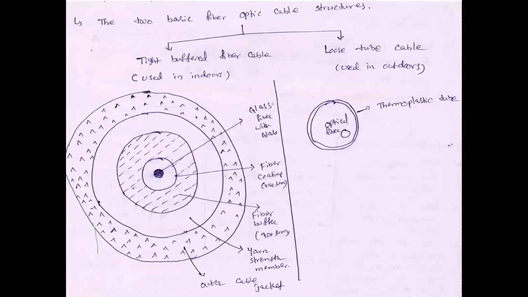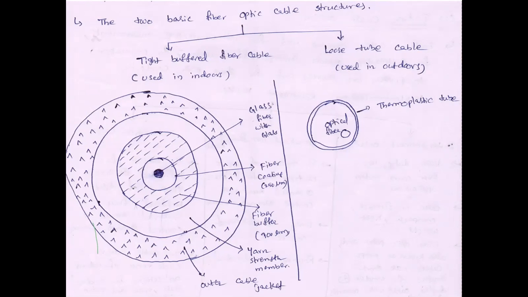Right. This is about the basic structure. It has a bunch or grouping of optical fibers, copper lines, protective wrapping tapes and outer sheets. Based upon this basic structure, there are two types of optical cable structures. The first one is the tight buffered fiber cable, and the other is the loose tube cable. The tight buffered fiber cable is especially used in indoor applications inside buildings. The loose tube cable is used outdoors.